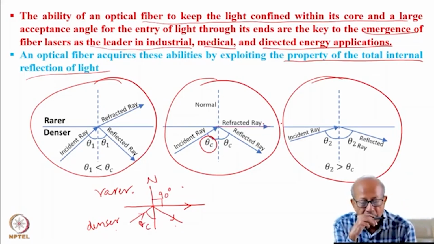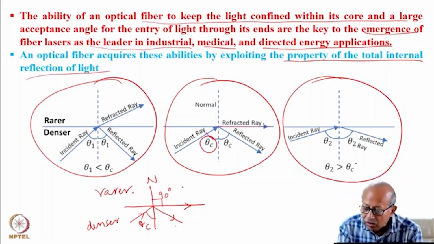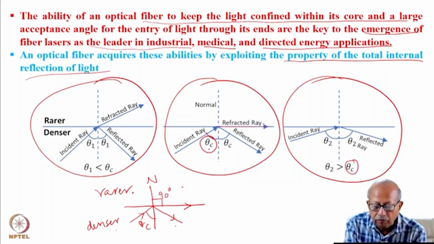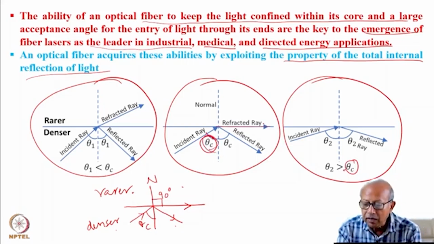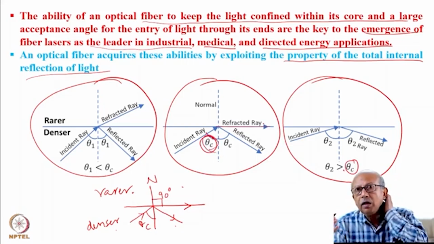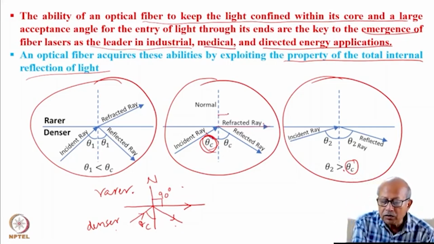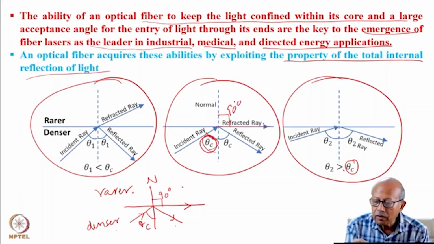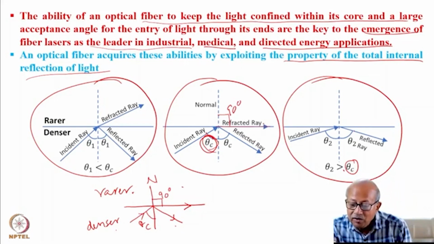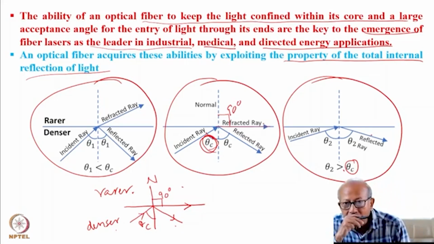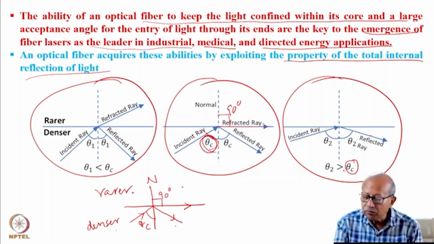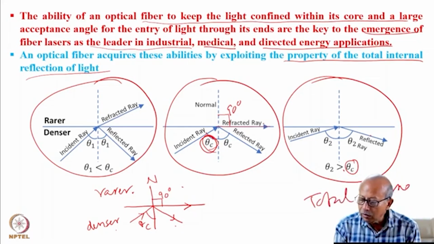If the angle of incidence just exceeds this critical angle, theta c, then there is no more scope for refraction to occur, because refraction has already assumed the highest value, which is 90 degrees. Therefore, the entire light is now reflected back into the incident medium. And quite aptly, this phenomenon is termed total internal reflection of light.